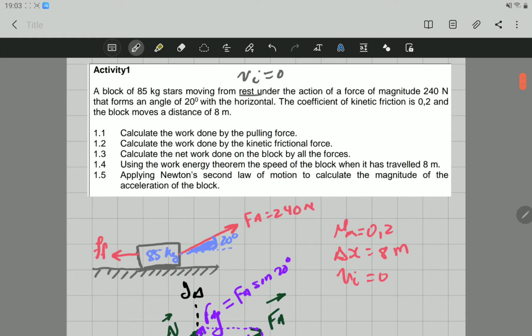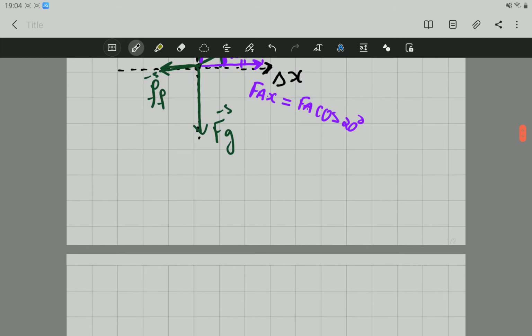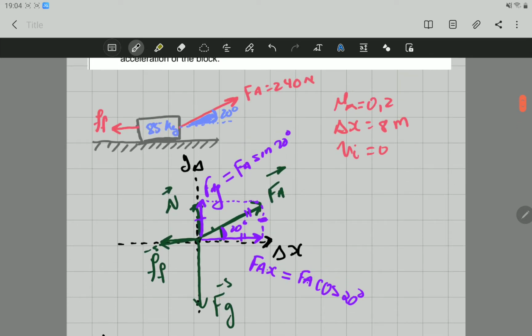Right. So 1.1 said calculate the work done by the pulling force. Okay, so we go to the definition of work. Remember that work done by a force is equal to the product of the applied force multiplied by the displacement multiplied by the cosine of the angle between the applied force and the displacement. Okay, so if you go to the free body diagram of the situation, the displacement is here, the angle between the applied force and the displacement, which is the x-axis, is 20 degrees. There you can see it.